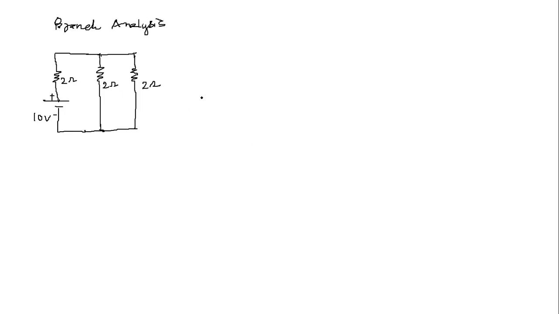Now, I can name these resistances R1, R2, and R3, and then find out the voltage across all the resistances. What will be the drop across these resistances? We need to solve this by branch analysis, and we know the steps which we have to follow, right? So let us try to solve this one using branch analysis.